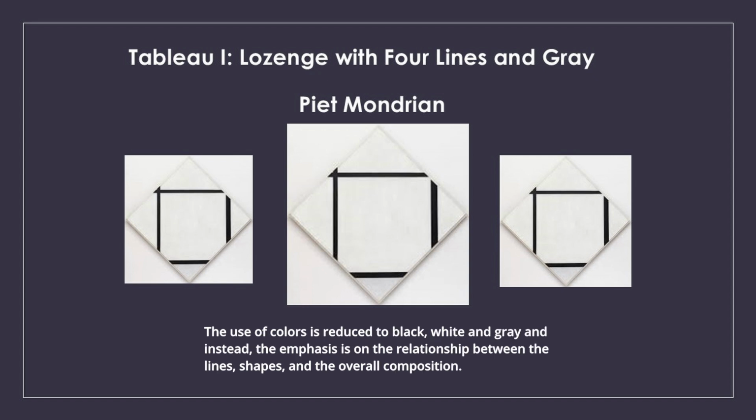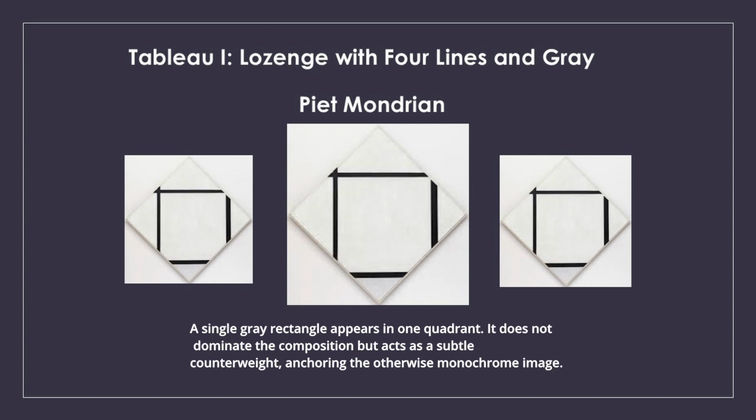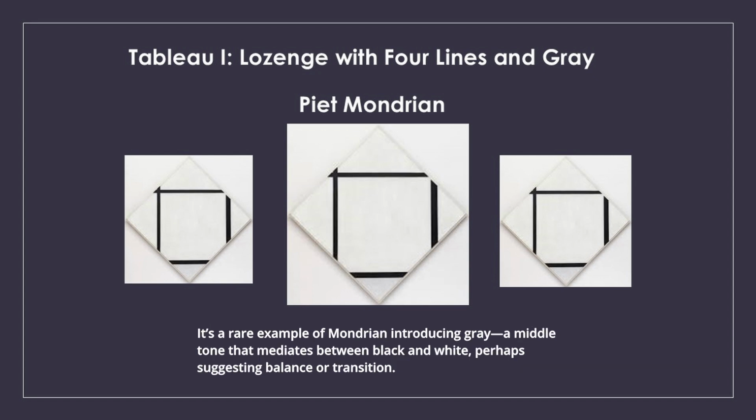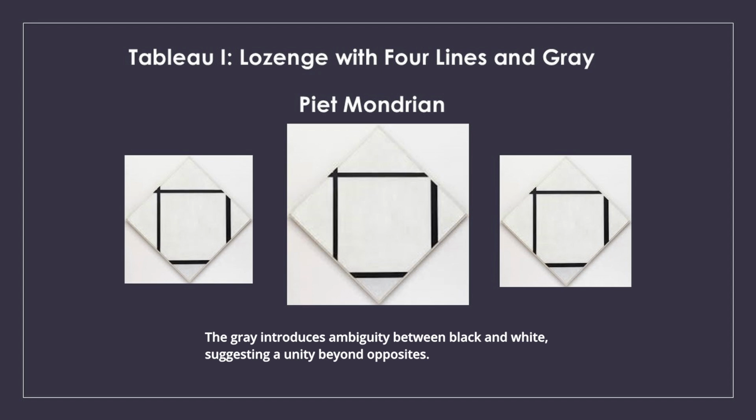This non-closure gives the piece a sense of incompleteness or openness, inviting the viewer to imagine the lines continuing beyond the frame. The use of colors is reduced to black, white and gray, and instead, the emphasis is on the relationship between the lines, shapes, and the overall composition. A single gray rectangle appears in one quadrant. It does not dominate the composition but acts as a subtle counterweight, anchoring the otherwise monochrome image. It's a rare example of Mondrian introducing gray, a middle tone that mediates between black and white, perhaps suggesting balance or transition. The gray introduces ambiguity between black and white, suggesting a unity beyond opposites.